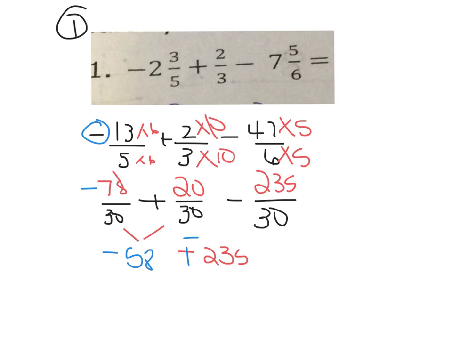So that's negative 58. Now if I minus 235 and I add the opposite, they're all the same sign. So therefore, when I add them together, I get negative 293 over 30. So that was a perfect example of what I've seen you guys do. When you drop the negative, it changes the whole problem. All right, we're going to go on to problem number 2.